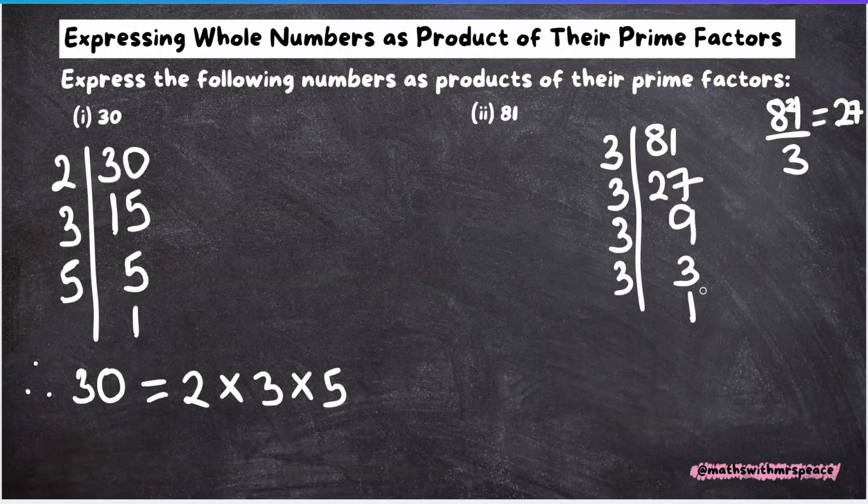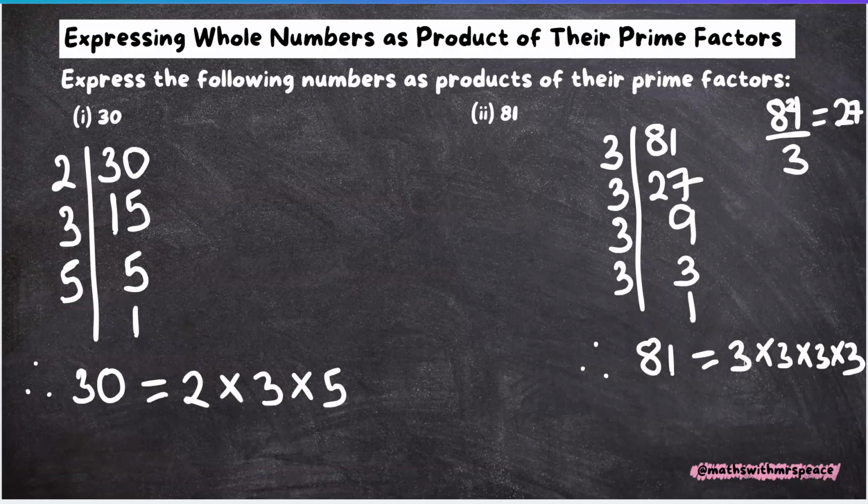At this point, we can stop. So this goes to show that you can have instances where you use different factors like our first examples, and you can also have instances where you use the same factor throughout, like in our second example. So to express 81 as a product of its prime factors, we are going to say, so therefore 81 is equal to 3 times 3 times 3 times 3.